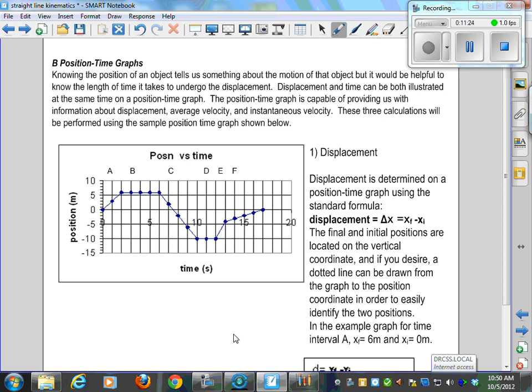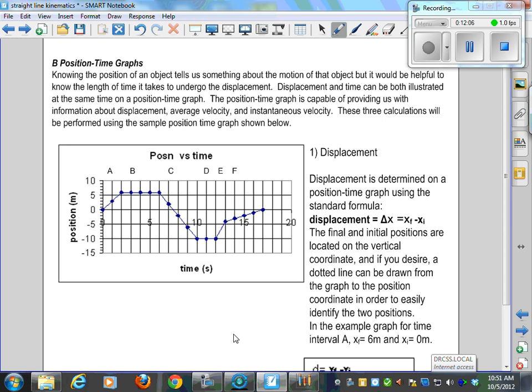Position time graphs. Knowing the position of an object tells us something about the motion of the object, but it would be helpful to know the length of time it takes to undergo the displacement. Displacement and time can both be illustrated at the same time on a position time graph, hence the name. The position time graph is capable of providing us with information about displacement, average velocity, and instantaneous velocity. Can anyone tell me the difference between average velocity and instantaneous velocity? Instantaneous is like at that exact moment, and average would be over a period of time. That's real good. Good job.